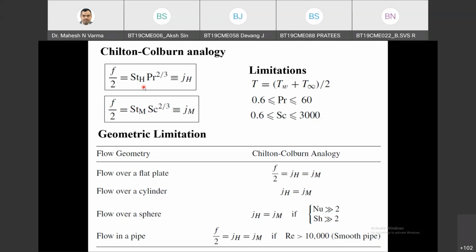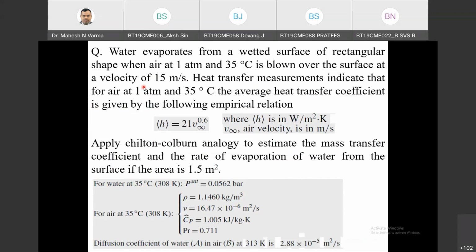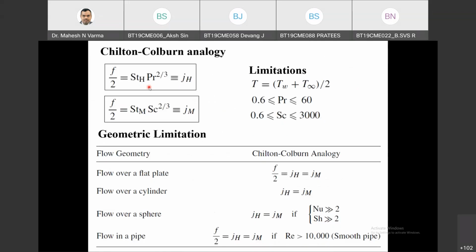Okay. What is Stanton number for mass transfer? Devang. Sir, it is Kc upon V. Okay. So if JH equals JM, the only unknown is Kc. Isn't it, Devang? Okay. And then Schmidt number. So how to get Schmidt number then? Schmidt number?